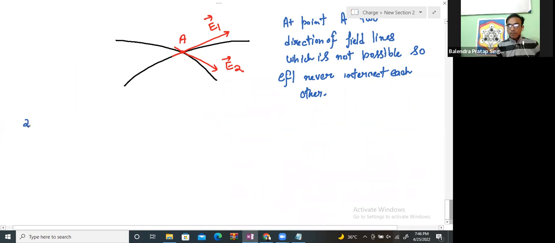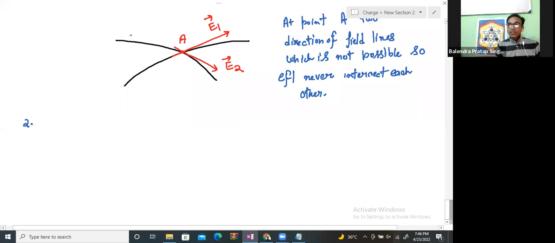The point number 2 says that the relative density of electric field lines gives the strength of the electric field. If the electric field lines are very close to each other, then we say it is a strong electric field. If the separation distance between two electric field lines is more, then we say it is a weak electric field. So the relative density gives the strength of the electric field.